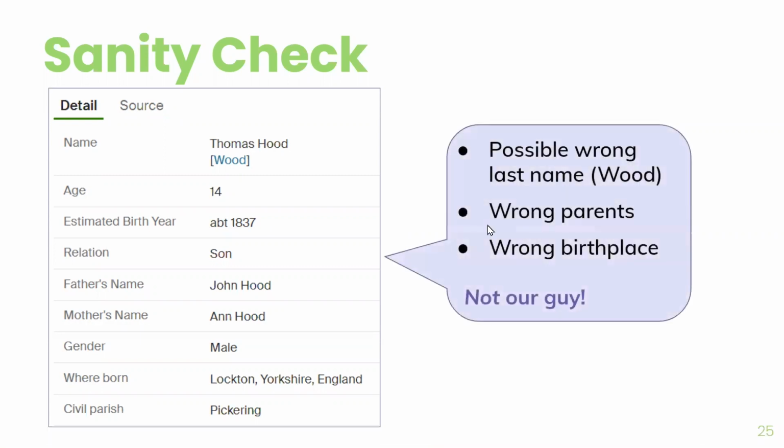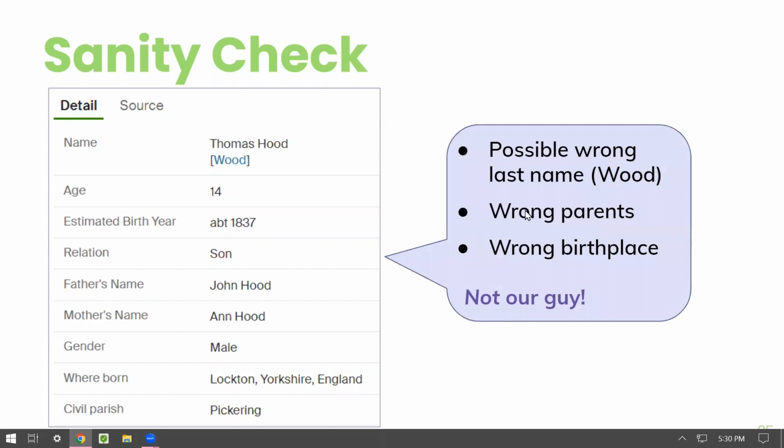Yeah, did you guys notice things just aren't lining up? For example, we've got here a possible correction to the name, which is Wood instead of Hood. We've got the wrong parents, John and Anne, not George and Susanna. And we've got this guy being born in Lockton rather than in Bradford or North Bearley. So this turned out to be a bogus hint.